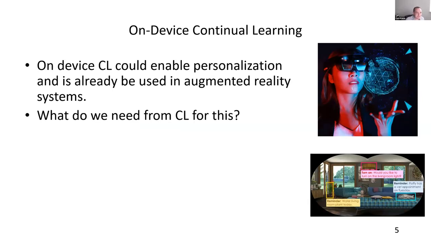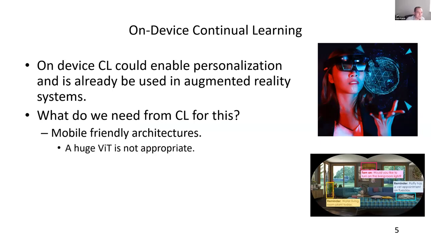Okay, on-device continual learning. This could enable personalization and is already being used in augmented reality systems. I had chats with a couple companies who are using it for things like this, but they don't seem to publish much. But what do we need from continual learning to do this? Well, we need a mobile-friendly architecture. If you're going to be using a giant vision transformer, it's a non-starter. You're going to need limited memory and storage, whereas in the industry example, they don't care.